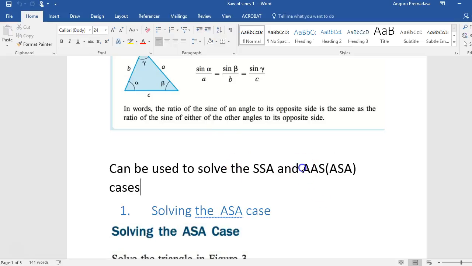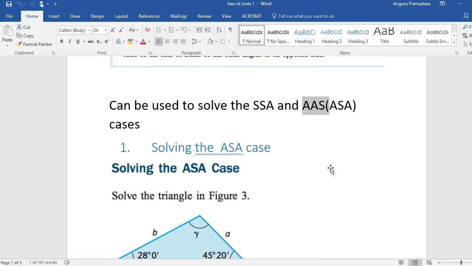You can also use it to solve AAS, which is two angles and a side. If we have a triangle where we know two angles and one side, that can also be written as ASA. There's not much of a difference: an angle, a side, and an angle, still two angles. So if you know two angles and a side, we can use the law of sines to solve those cases, as well as two sides and an angle opposite one of the sides.